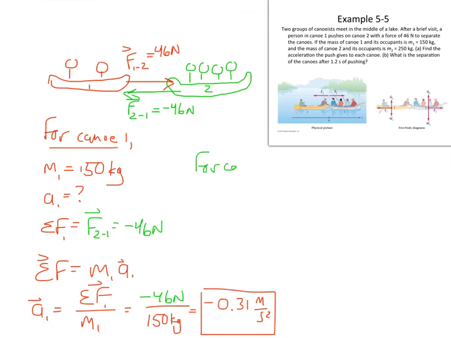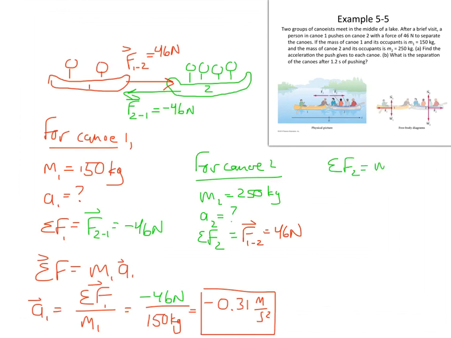For canoe 2, the mass of canoe 2 equals 250 kilograms. The acceleration of 2 is what we want to find, and the net force on 2 is really the reaction force that we get from canoe 1. That's the force from 1 being applied to canoe 2, and that is positive 46 newtons. We know our net force on canoe 2 is going to be the mass of canoe 2 times the acceleration of canoe 2. And by the way, there's our vector lines right there. Whatever direction the force being applied to canoe 2 is coming from, that's the direction the acceleration is going to be in as well. So we're going to expect canoe 2 to move that way. That's all for our acceleration.